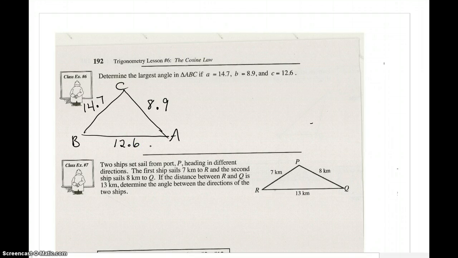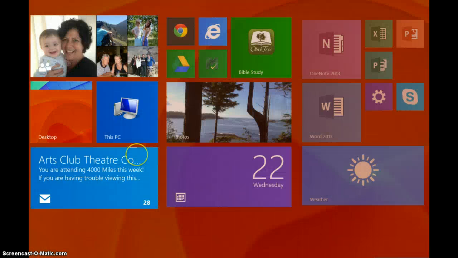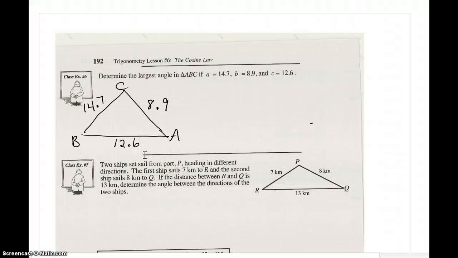So there's the example of where I have all three sides, and now I am looking for the largest angle. Well, which would be the largest angle? It'll be the one that's opposite the largest side. I think you intuitively will recognize that. Biggest side, biggest angle across from it. Oops, touched the button again. So what am I looking for? I'm going to be looking for my A.